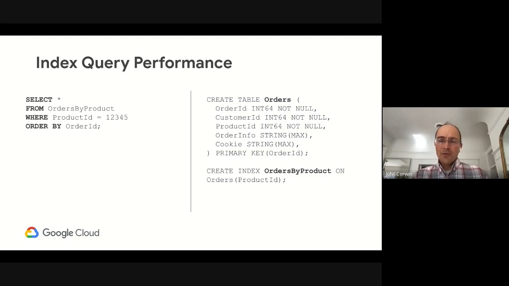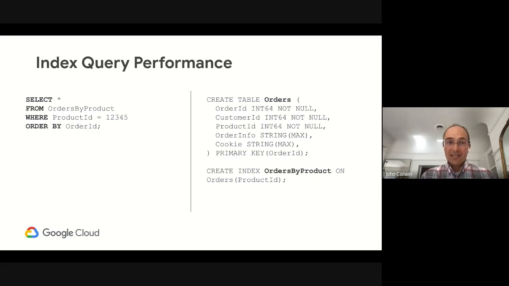This looks fine. We're using the index. Our query is based on a key prefix of the index itself, so it's relatively efficient, but we can do better. The reason why is that the ordering of this index, the clustering of this index, is very different than the clustering of my base table.